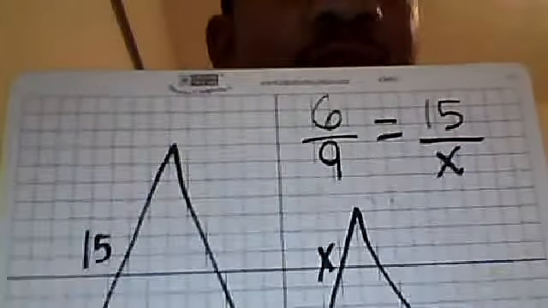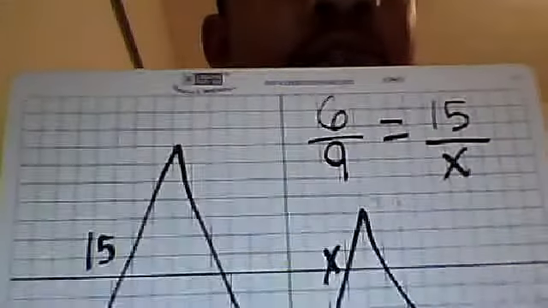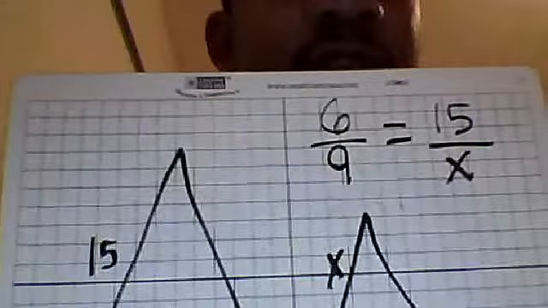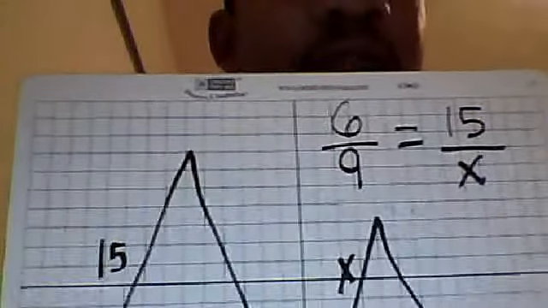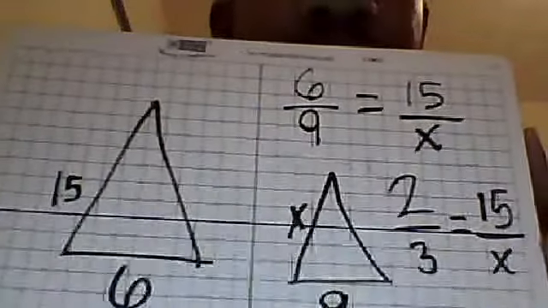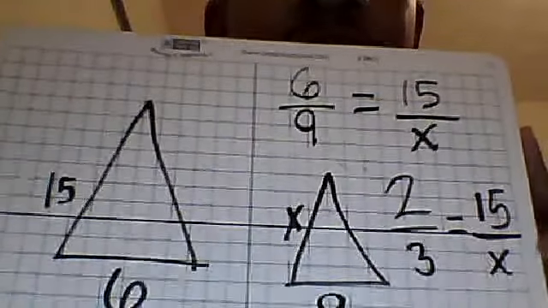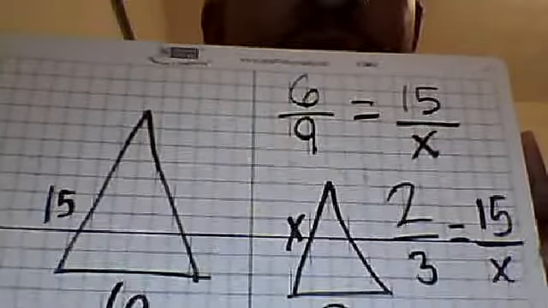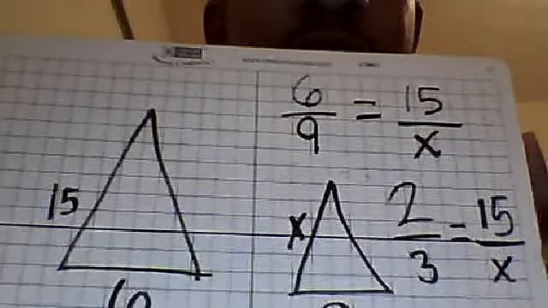We look at our 6 over 9. What does that reduce to? Well, 3 goes into 6 2 times, and 3 goes into 9 3 times. So let's go ahead and make that 2/3. Now, 2 over 3 equals 15 over x. If you cross multiply, 3 times 15 is 45. 2 times x is 2x.